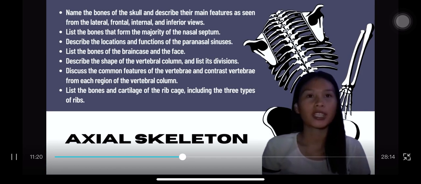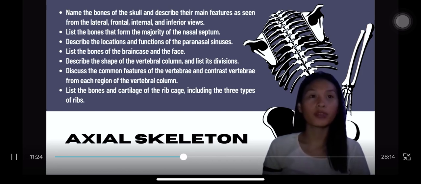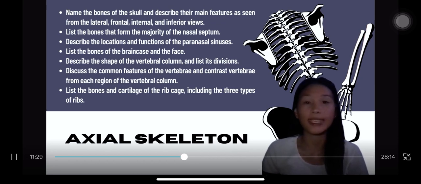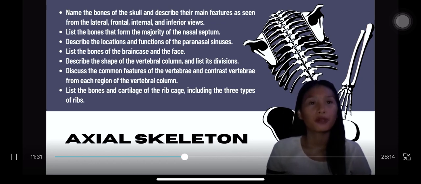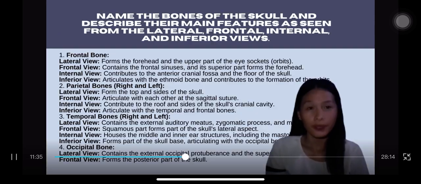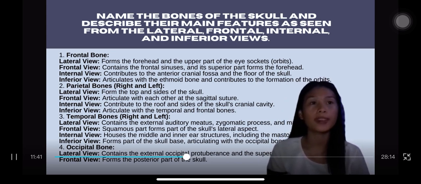So we have the axial skeleton, and I will name the bones of the skull and describe their main features as seen from lateral, frontal, internal, and inferior views. So first, we have the frontal bone. The lateral view shows it forms the forehead and the upper part of the eye sockets.